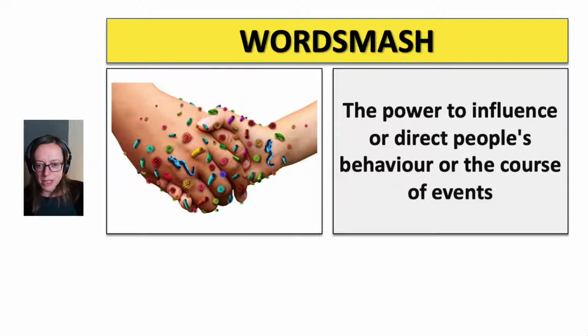Okay, what about this one? So there's two hands, a child's hand, maybe an adult's hand, and there's lots of horrible things, pathogens, I'm going to call them, germs. And then the text says the power to influence or direct people's behaviour or the course of events. So think about a policy you might have, procedures that link to this policy, 2 words that we're going to smash together. Anyone want to have a guess? Tell me what you see in the picture.